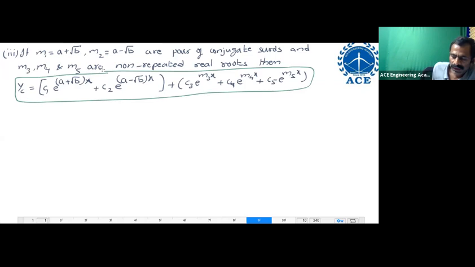Like this we can write it. Because all 5 roots are non-repeated, we have written the linear combination of 5 independent solutions. And here we can write the first 2 terms in terms of other functions also. I will show you how to write this on the next page. So we are going to the next page. Again, we come back to this page.